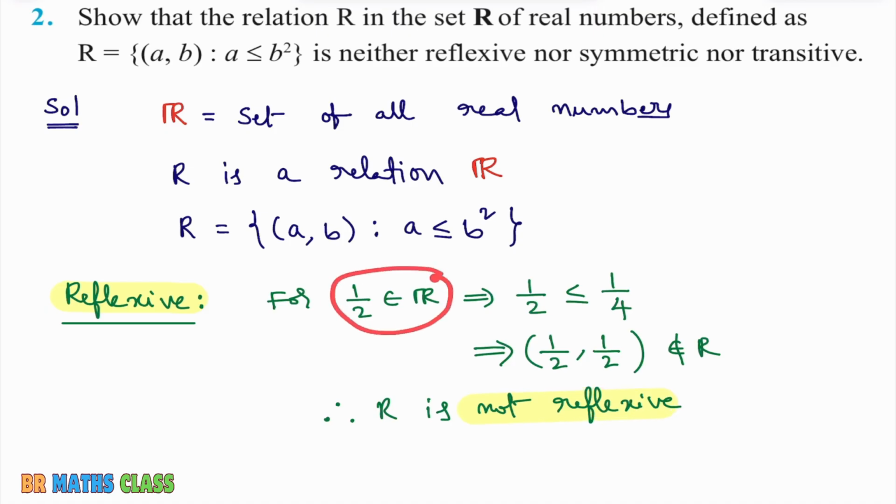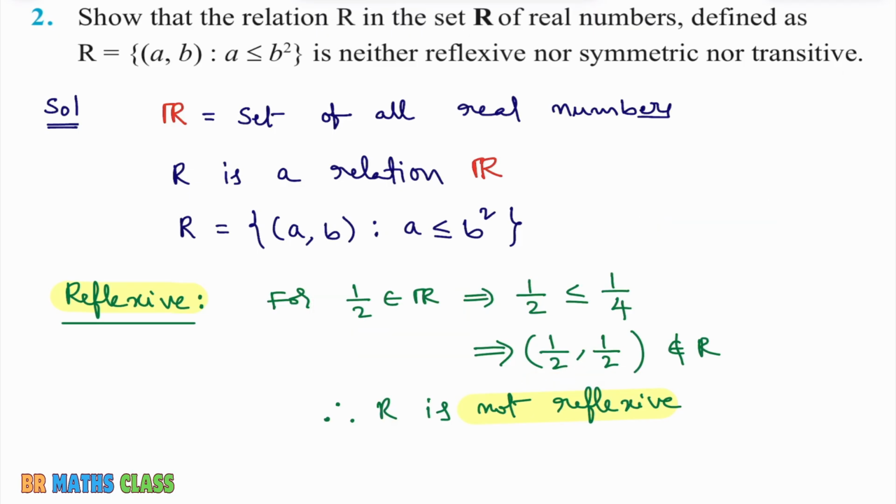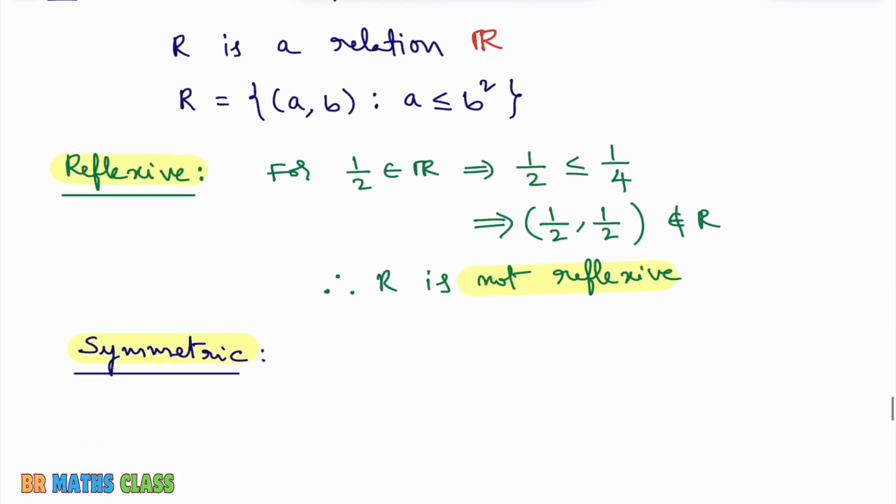When it is reflexive, then you need to check for every element in that particular set whether x comma x belongs to R or not. I hope you understand. This relation is not reflexive. Now I'll check whether this relation is symmetric or not. In this question, we need to show that this relation is not symmetric, right?